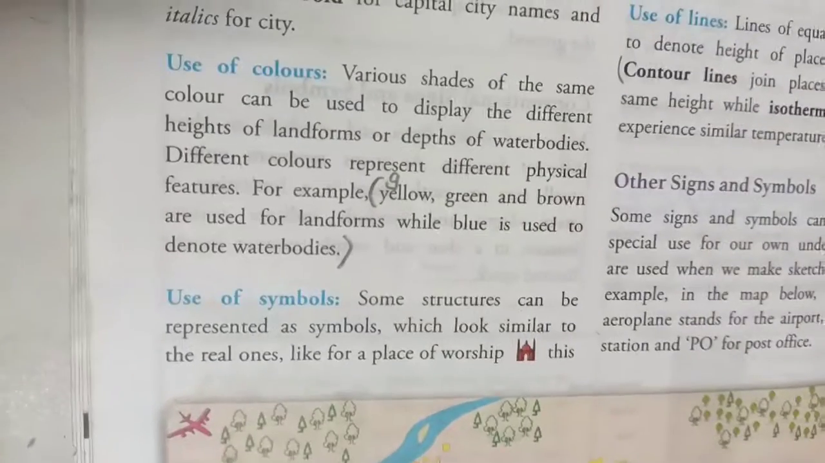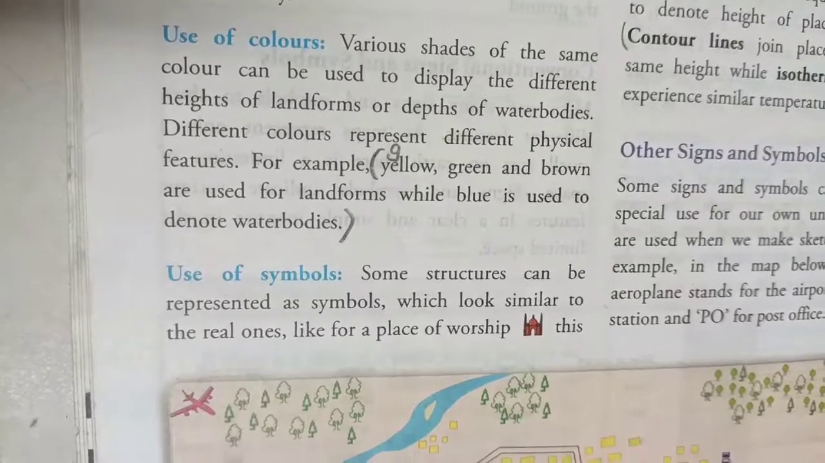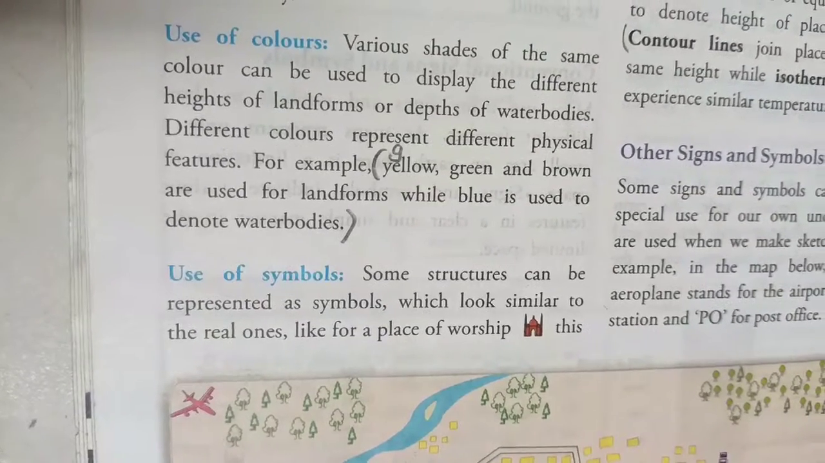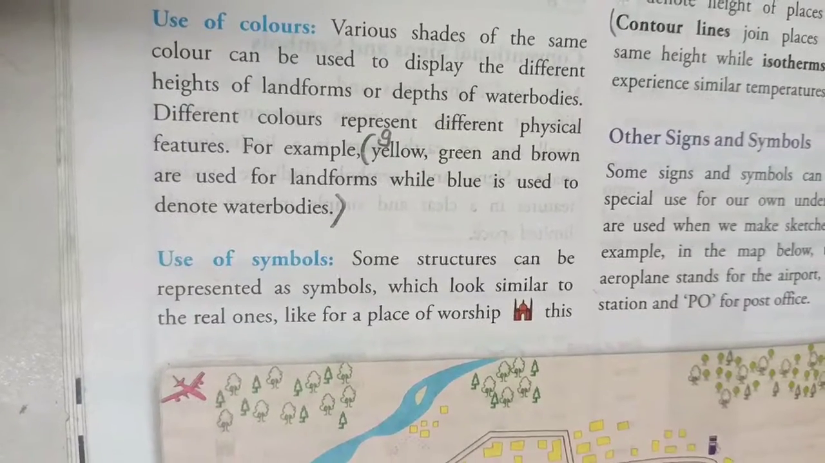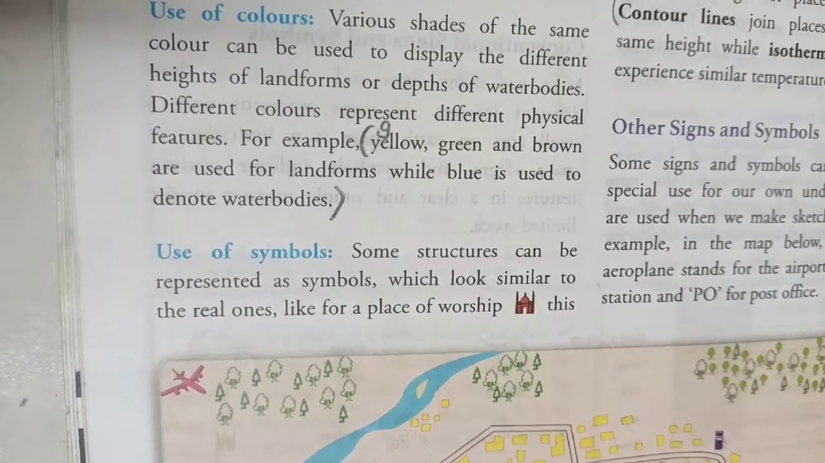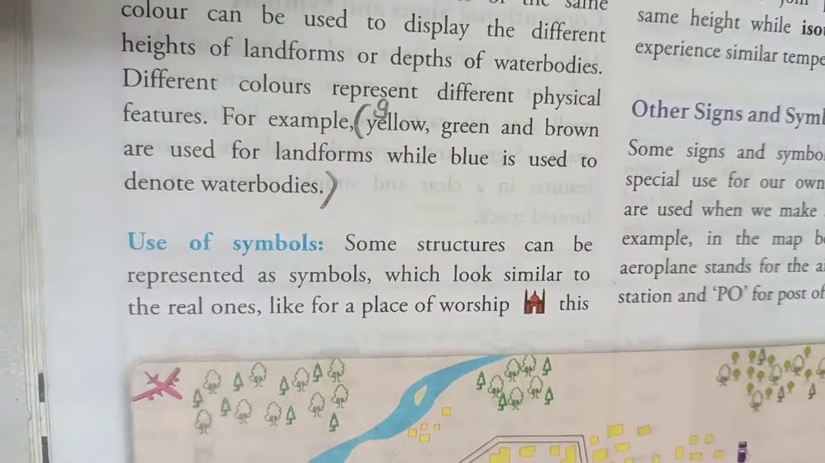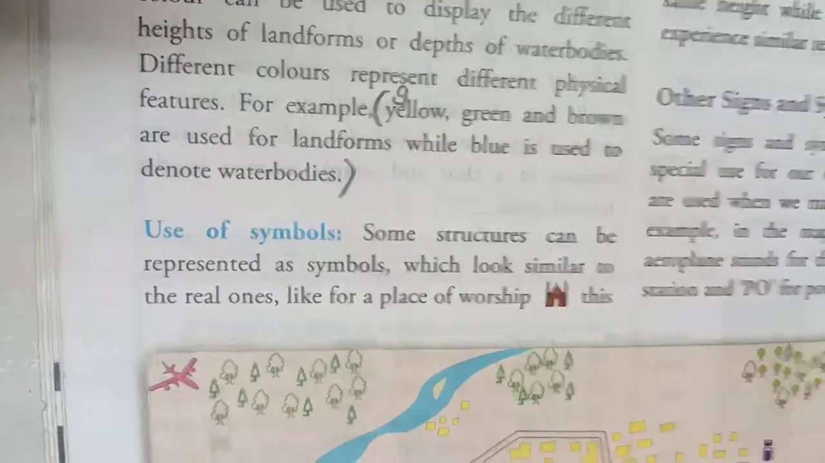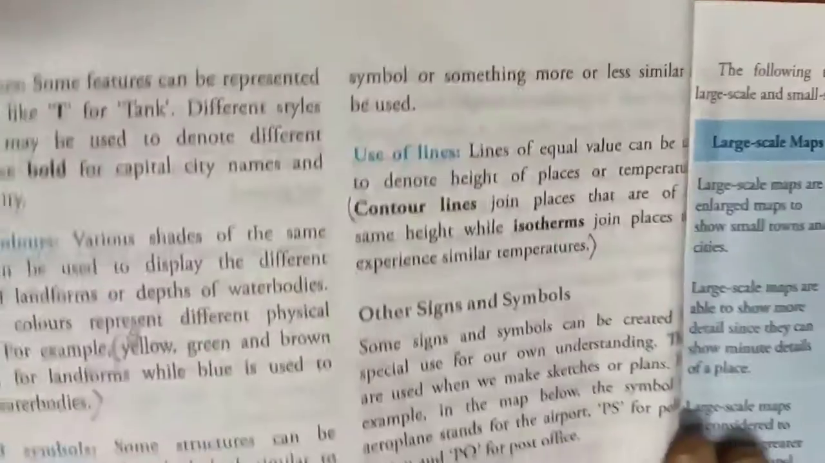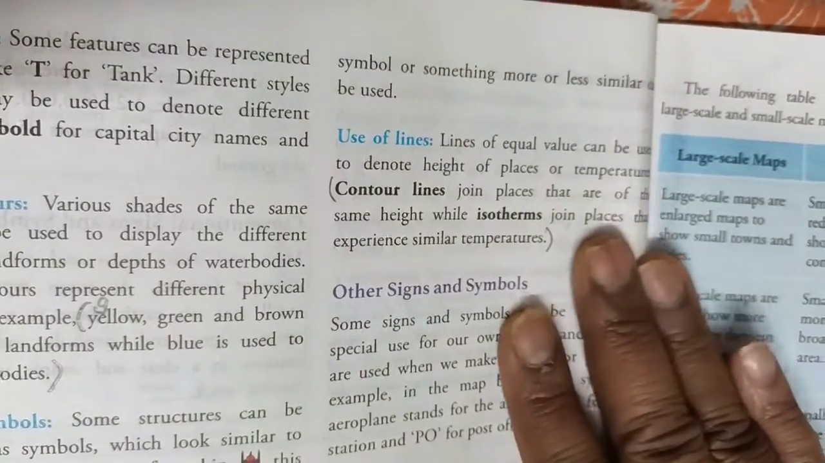Children, in this video, we will start on the explanation from page number 6 and the topic is use of symbols. Children, as you know that some of the structures can be represented as symbols, which look similar or same to the real ones. Like if we want to show the place of worship, we can show a mosque, okay? This symbol is more or less the same as it is used.